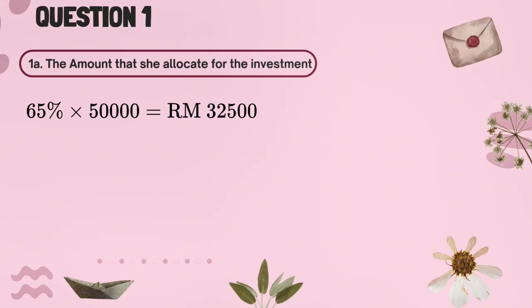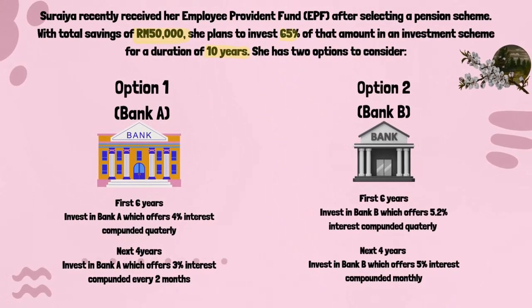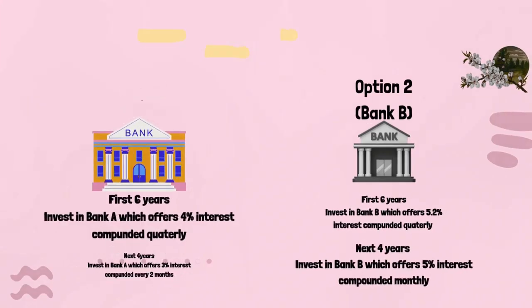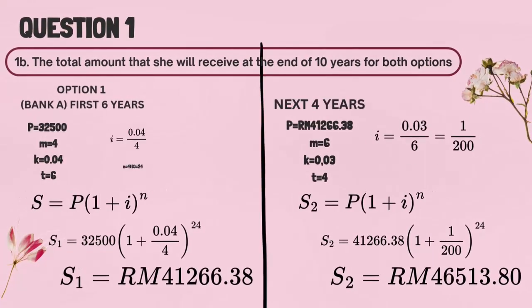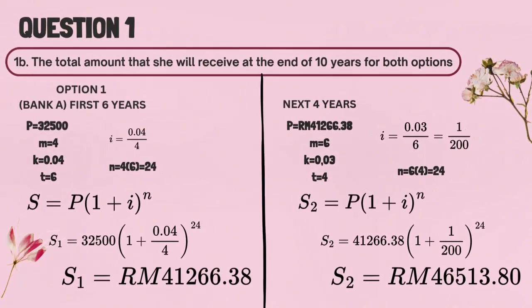Why 65% times 50,000? If we refer back to the question, it stated that with a total saving of 50,000, she plans to invest 65% of that 50,000 into an investment scheme for a duration of 10 years, which indicates that she only wants to invest 32,500 ringgit, as 65% of 50,000 ringgit is 32,500 ringgit. Now let's look at question 1b. Whereas question 1b requested the total amount that she received at the end of 10 years for both options.